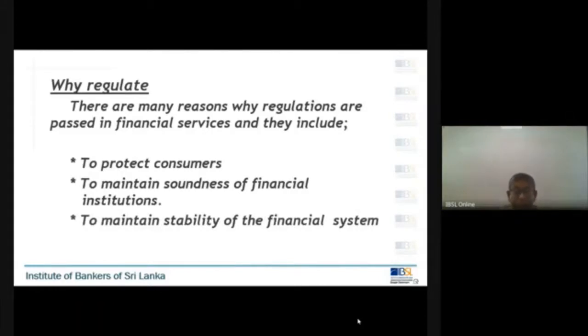maintain the soundness of financial institutions, mind you, we need to maintain the stability of the financial system. Now, do you know what a financial system is? The financial system consists of financial institutions, regulations, and infrastructure, right? So there are so many regulatory bodies. So we need to maintain the stability of the financial system.